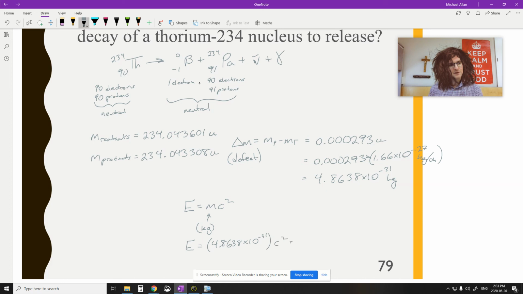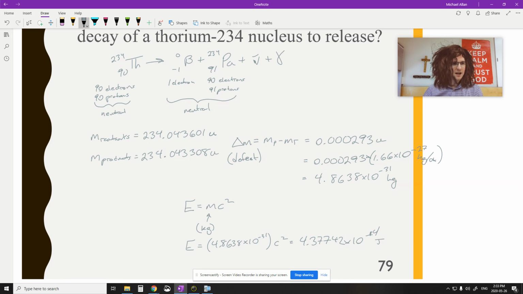Times it by c squared, which I'm not going to bother writing out, just the speed of light squared. So I'm going to get 4.37742. I'm going to write all my decimals there. Deal with the sig-digs in a bit. Times 10 to the negative 14 joules.